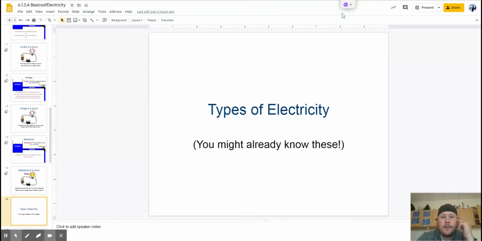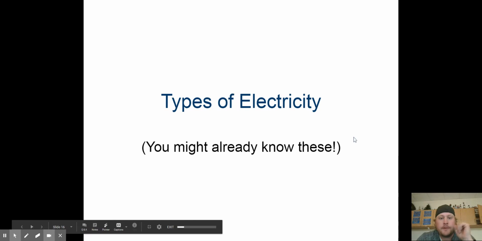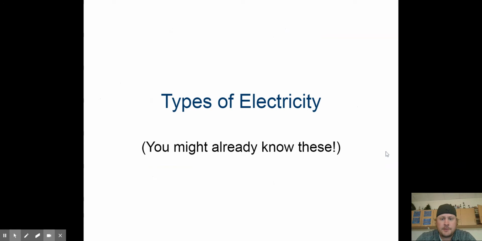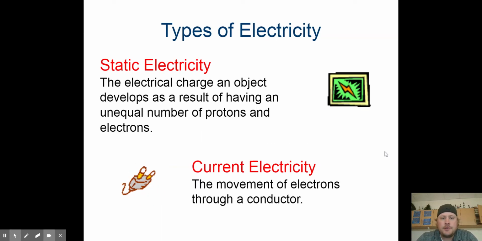All right, guys, welcome to the third part of our video, talking about the different types of electricity. A lot of these you already know, but as we go through, you're going to be able to find out a little bit more about them. So again, write types of electricity in your notebook. We're going to have the first two types of electricity. The first type is static electricity, and the second type is current electricity.